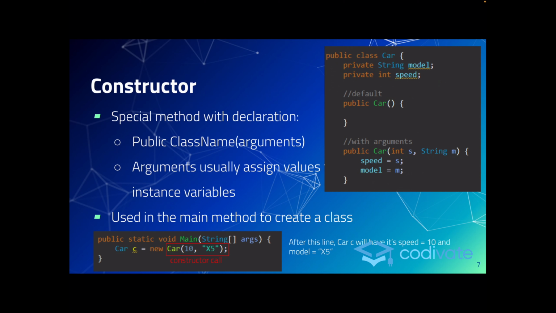By calling the constructor, you are getting a new car object. And after you do that, you are setting this new car object to c. And so c will be a new car object, and based on the constructor, it will have a speed of 10 and a model of X5.